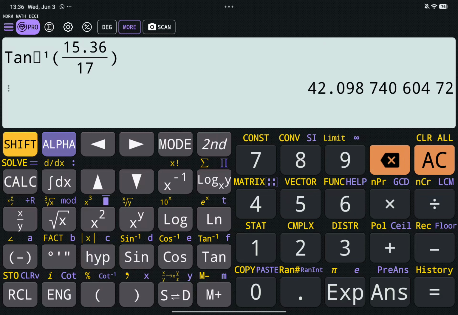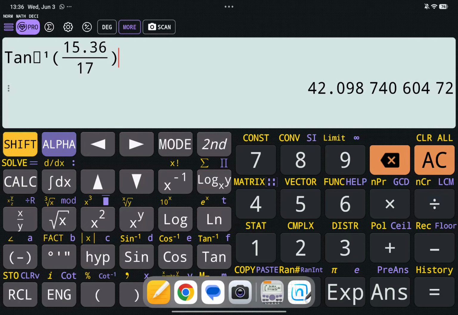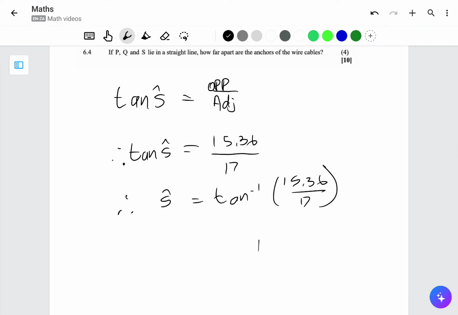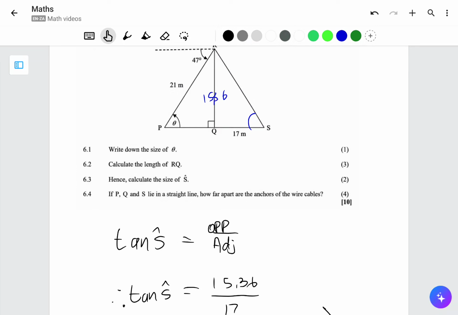Now we have 42.098 degrees, and that's going to round off to 42.1 degrees. So we now know that angle S equals 42.1 degrees. Let's put that piece of information in here. We now know that this is 42.1 degrees.